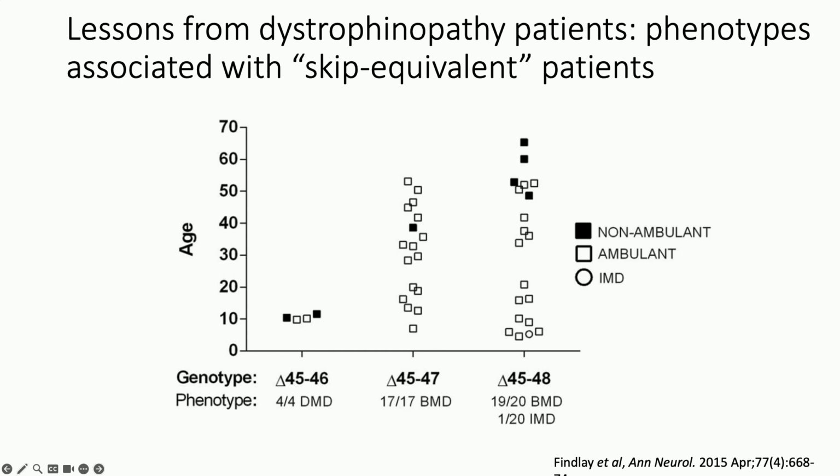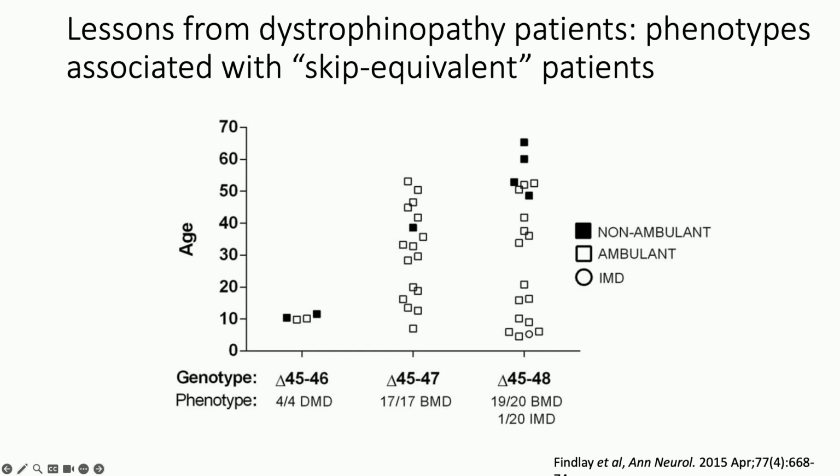In this example, we were pulling out patients who had exon 45 skip equivalents. And we noted that although we had many patients who had 45 to 47 deletions or 45 to 48 deletions, all of these men, even of younger age, were categorized as Becker muscular dystrophy clinically. None of them lost ambulation before about 40. In contrast, the patients with 45 to 46 deletions were all called clinical Duchenne at a young age, and 2 of them had lost ambulation before 12.